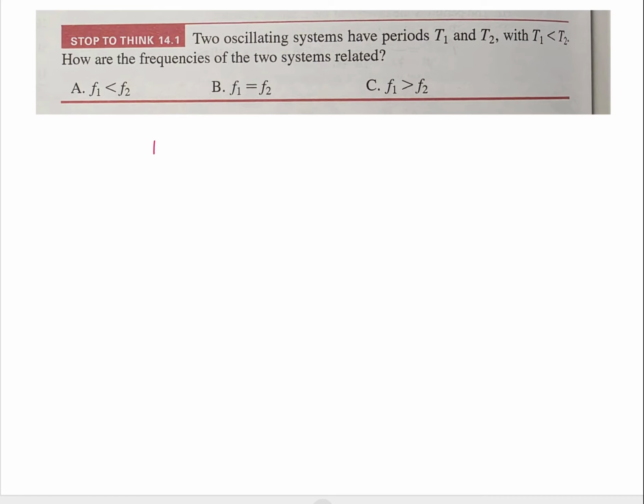Okay. So we know that period is 1 over the frequency. Just as an example, if the period was 2 for the first one and 4 for the second, if I flip this around, I would have F equals 1 over T. They're just reciprocals of each other. So then the frequency for this first one would be 1 over 2. And the frequency for the second one would be 1 over 4. Well, 1/4 is less than 1/2. So that's why the answer is C.